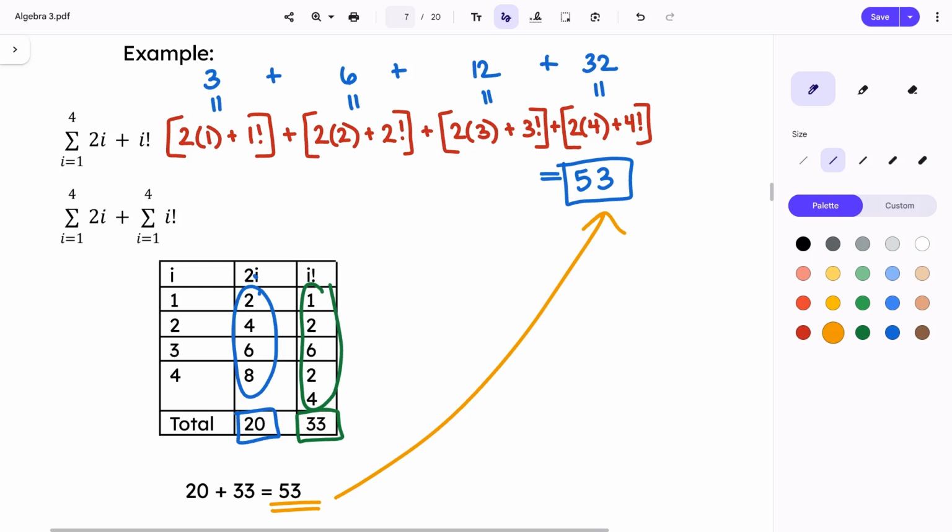So it's up to you as far as when you want to use those properties. If you like to think about splitting it into smaller pieces to work with, that's fine. If you are comfortable with working with the entire rule, that is fine as well.